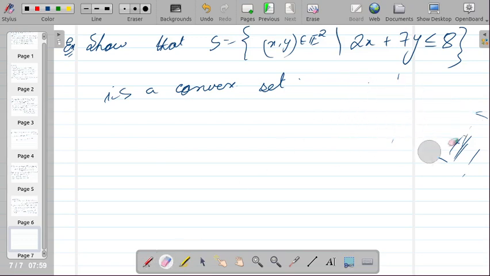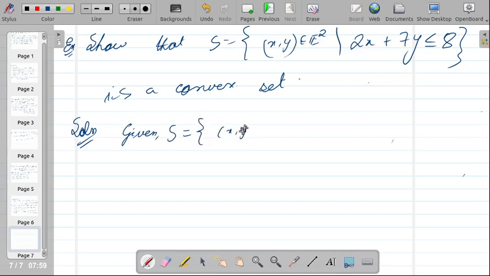So how do I show this? Let us try. So the solution is, please try to do these things, note this down in your copy. Let x1 y1, so in exam when you do it, please write the definition again, because you are in exam, you are not writing the question. So given S equal to the set of all those x y in E square.